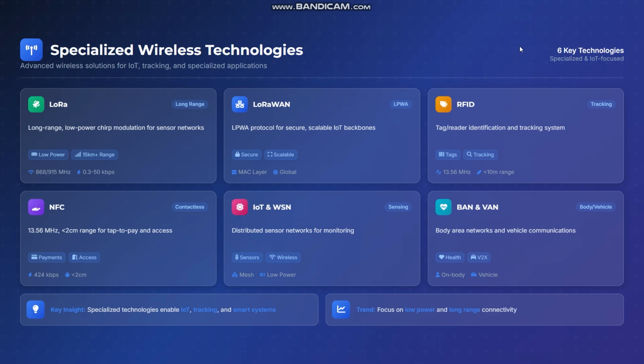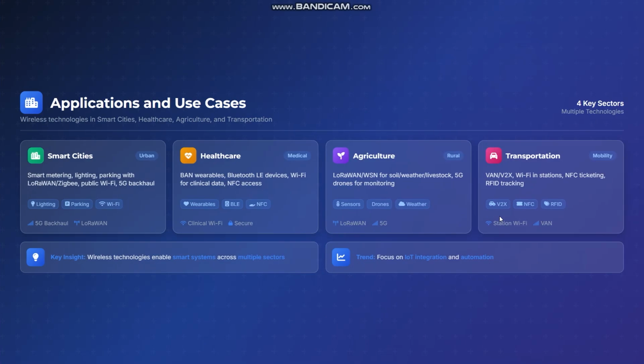Other specialized technologies include IoT, which connects devices to the internet, and the wireless sensor network is another one. It is used for monitoring environments. Another specialized technology is body area networks, which are used in healthcare and wearable devices. The last one is vehicle area networks, which support communications in transportation systems. These specialized technologies are especially important in areas such as smart cities, healthcare, agriculture, and transportation.